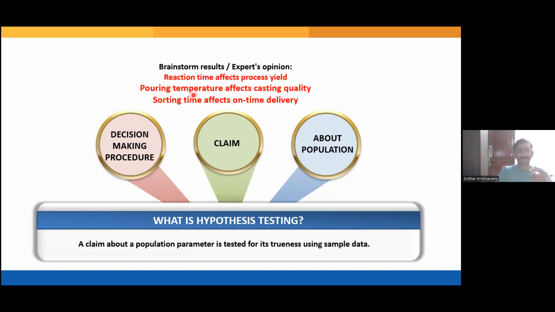Similarly, the next statement: pouring temperature affects casting quality. This happens in a foundry where they melt the metal and pour the molten metal into a die, allow it to solidify, and then they open the die and take out the casting. This is what they typically do in a casting industry. Now, what is the doubt? All of a sudden, they started doubting the pouring temperature. For the last 3 years, they have always been pouring the molten metal at 700 degrees Celsius. And now somebody is telling that you are not pouring at the right temperature, and that is why most of your castings are getting rejected.